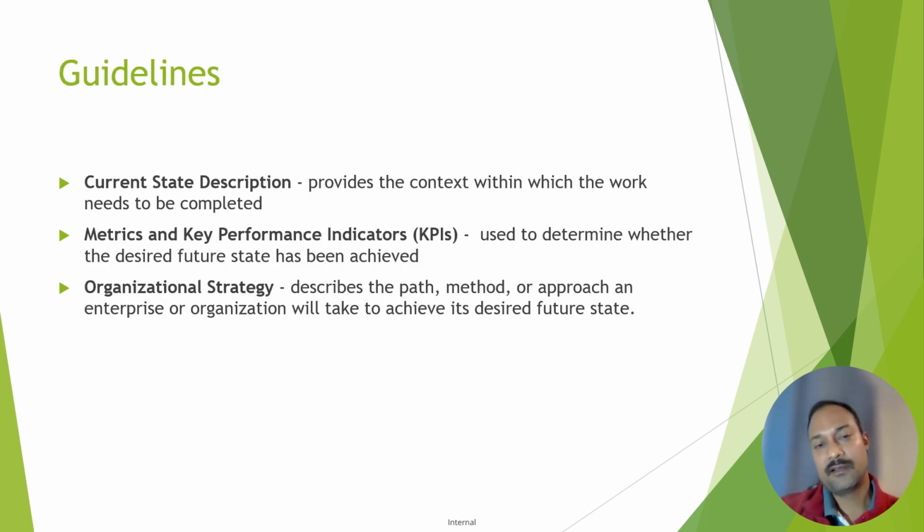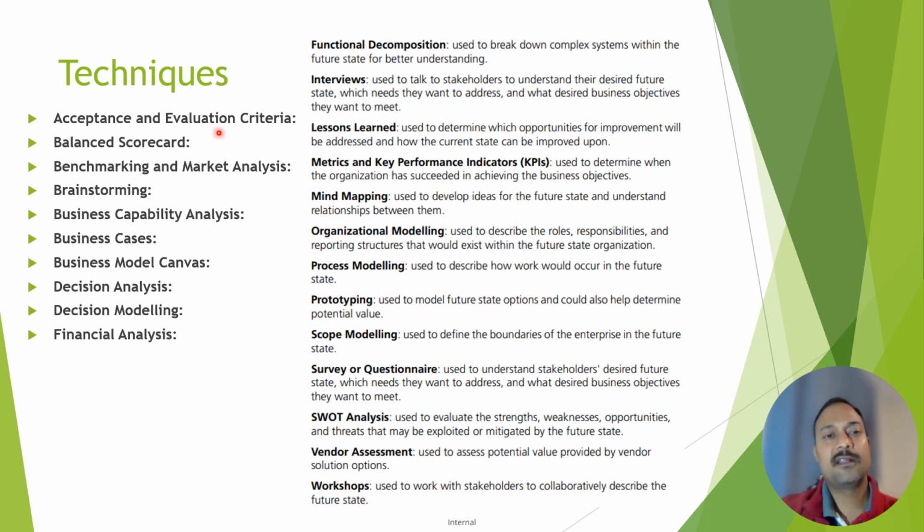Now, so far, regarding the guidelines from when I was talking about that slide, input, output, and guidelines, we have already discussed them. Current state description provides the context within which the work needs to be completed. Metrics and key performance indicators determine whether the desired future state has been achieved, based on the potential value for each future state. Organizational strategy describes the path, method, and approach an enterprise or organization will take to achieve its desired future state. Then there are a lot of techniques.